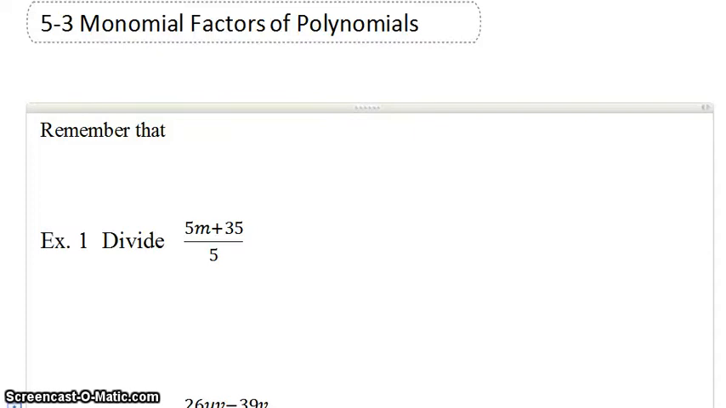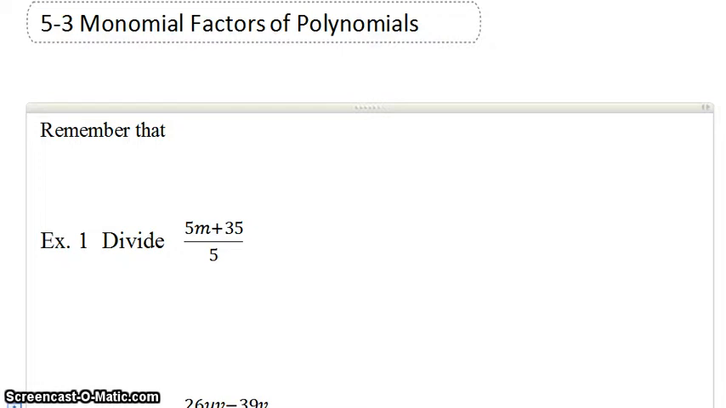Alright, we're doing 5-3, monomial factors of polynomials. So a monomial is one term, and a polynomial is multiple terms, a bunch of monomials put together with addition or subtraction. And we know factors are numbers that can multiply to equal something else. If it has variables in it, then your factors are going to have variables in it. So we're going to work up towards that.